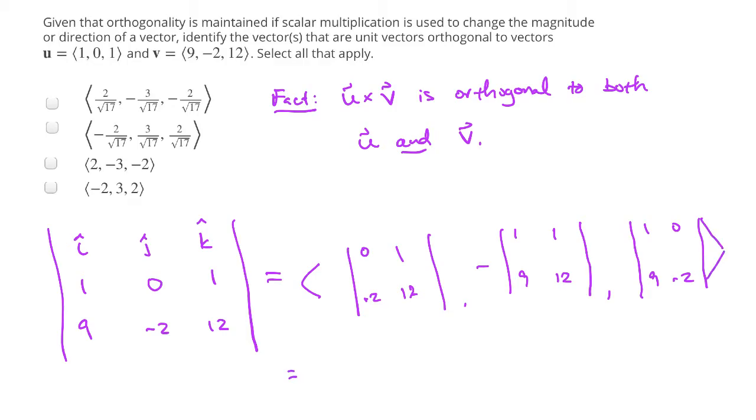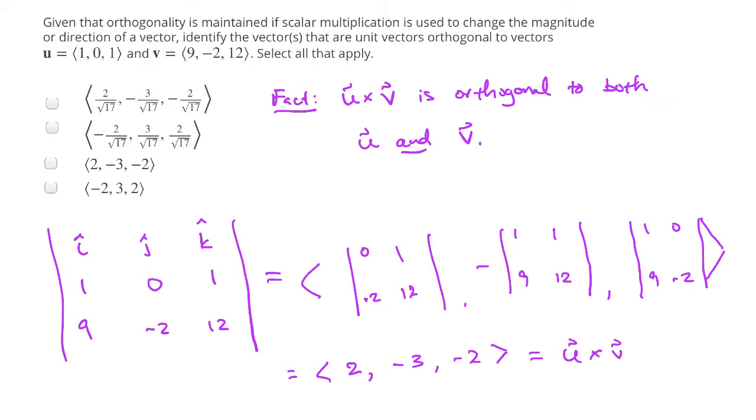So what do we have as our cross product? We have 0 minus a negative 2, so we have 2. We have 12 minus 9, so that gives us a 3, but then we change the sign. And finally we have a negative 2 minus 0, which just gives us a negative 2. So this gives us our cross product of u and v.